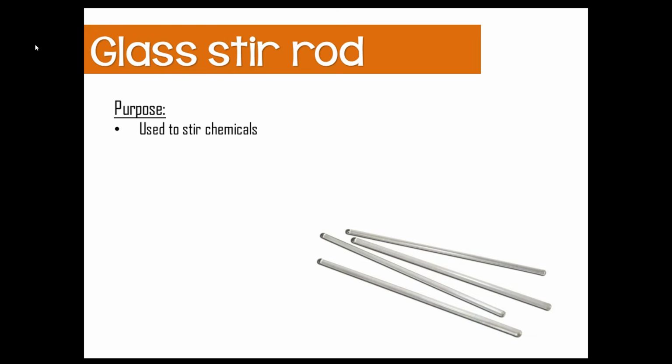A glass stir rod is going to be used to stir chemicals. We use a glass stir rod. We don't use a plastic spoon or anything like that because we don't want to accidentally mistake something that you can eat with for something that we've used in the lab. So a glass stir rod, one, is made of glass, so it's not going to melt when our temperatures get high, and it's not going to be mistaken for something that you can eat with. So a glass stir rod is just going to be used to stir and mix chemicals.